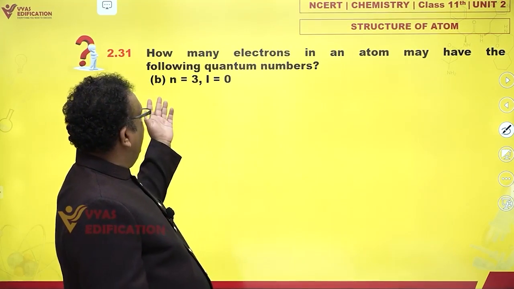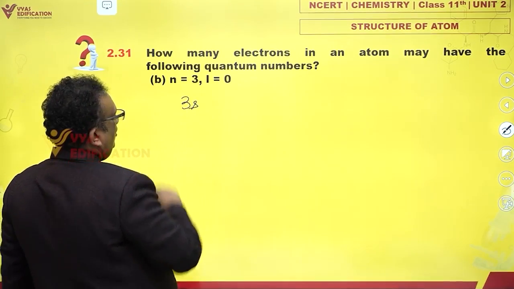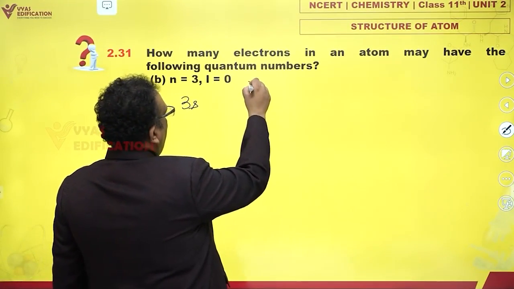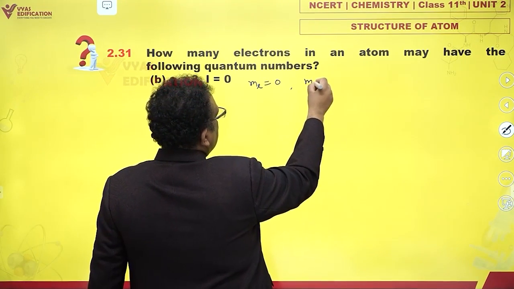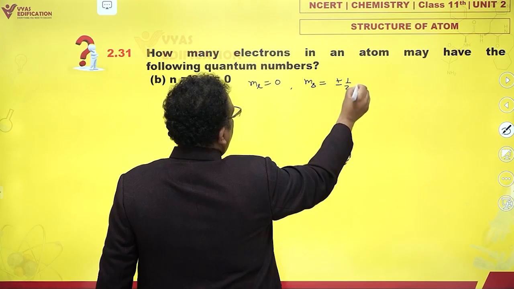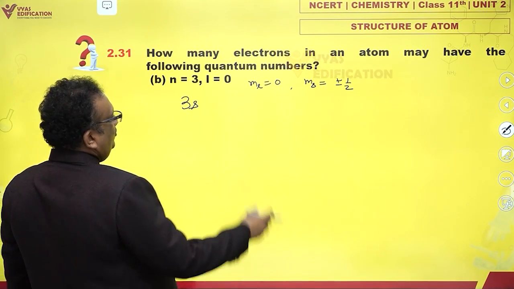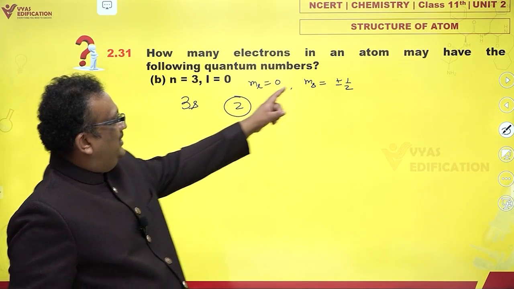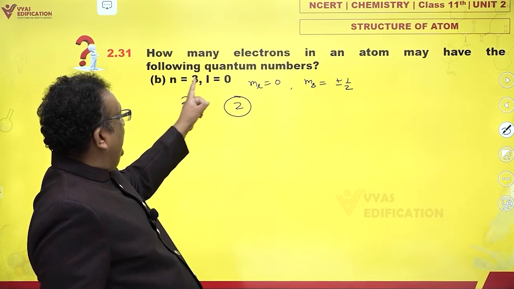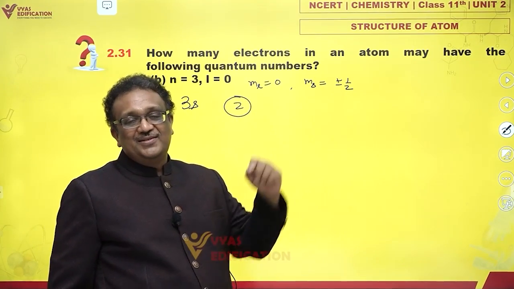What about the case N equals 3, L equals 0? L equals 0 means this is a 3s orbital. ML can have only one value, 0. And MS can be plus or minus half. So for 3s, only 2 electrons are possible: 3, 0, 0, plus half and 3, 0, 0, minus half.